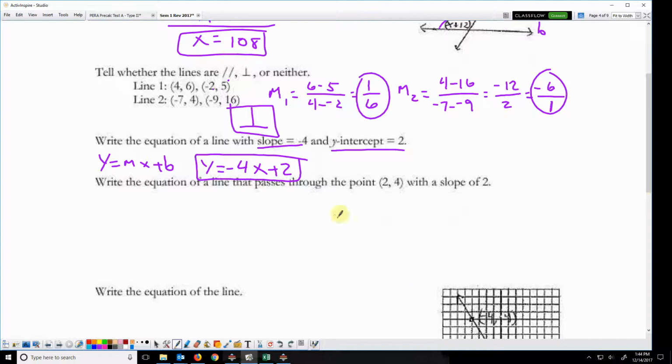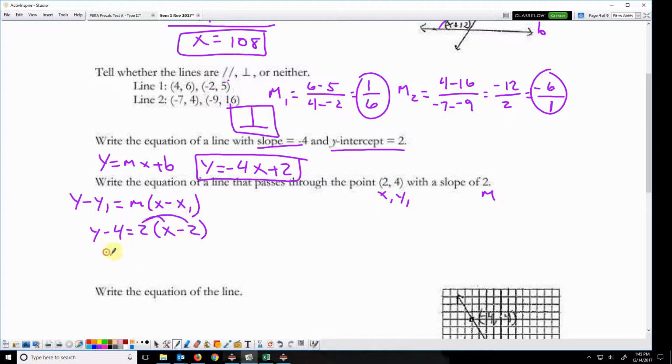Another equation of a line that passes through this point and has a slope of 2. We're going to start in point slope form. Y minus y1 equals m times x minus x1. So this point is my x1, y1. The slope is m. So y minus y1, which is 4, equals m, which is 2, times x minus x1, which is 2.